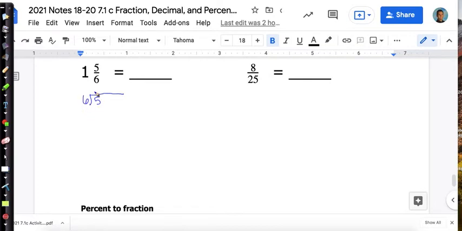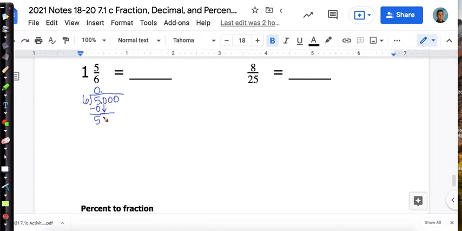Okay, can 6 go into 5? No, it can't. So it goes in 0 times. 0 times 6 is 0. We're going to subtract 5 minus 0 is 5. Now we have nothing to bring down, so we're going to drop in a decimal, and a decimal allows us to bring in unlimited zeros. So I'm going to place 3 zeros there.